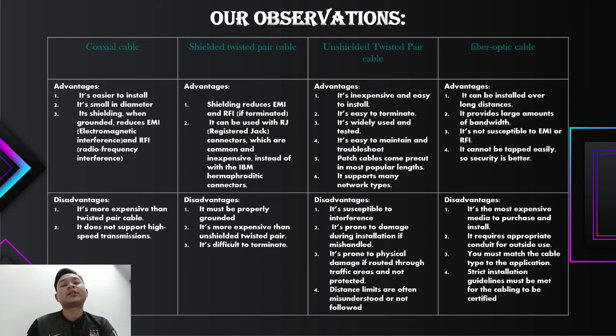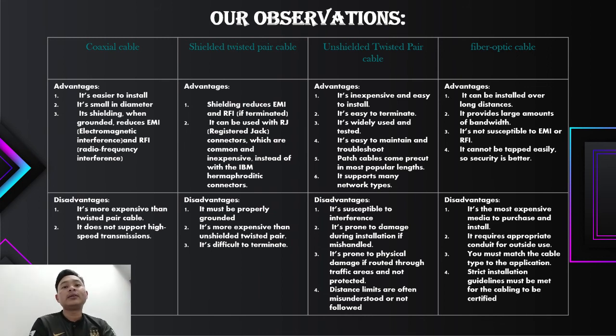Fiber optic cable advantages. First, it can be installed over long distances. In comparison to copper in a network, the recommended copper distance is 100 meters, while fiber is 2 kilometers. Second, it provides a large amount of bandwidth. The amount of information that can be transmitted per unit time over fiber compared to other transmission media is its most significant advantage. Third, it is not susceptible to EMI or RFI. Last, it cannot be tapped easily, so security is better.